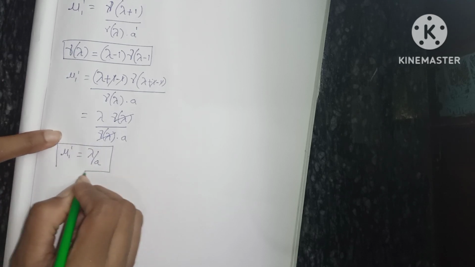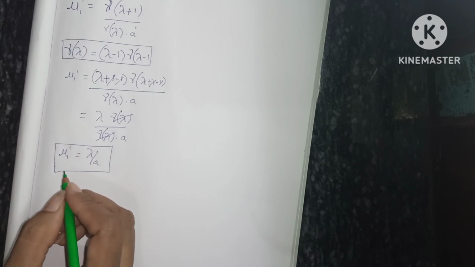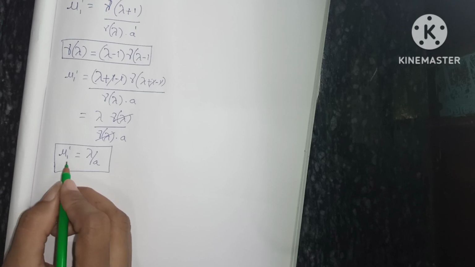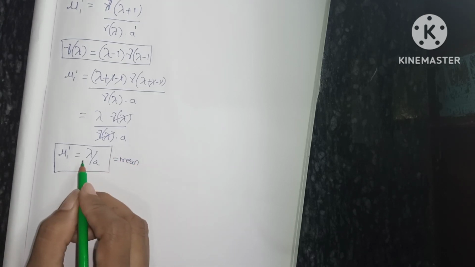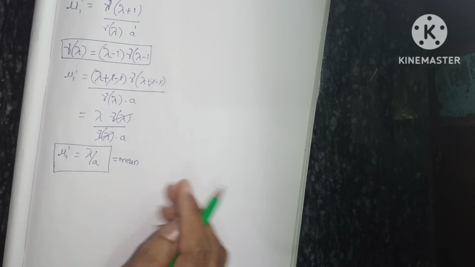So this is the mu 1 dash. Mu 1 dash is nothing but the mean. So the mean is lambda by a.